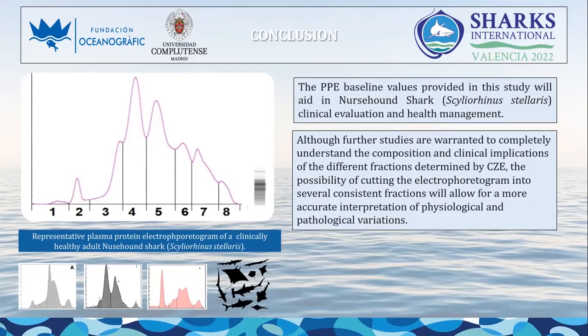plasma protein electrophoresis baseline values provided in this study will aid in the Nussbaum's arc, Scyliorhinus stellaris, clinical evaluation and health management. Although further studies are warranted to completely understand the composition and clinical implications of the different fractions determined by capillary zone electrophoresis, the possibility of cutting the electrophoretogram into several consistent fractions will allow for a more accurate interpretation of physiological and pathological variations.